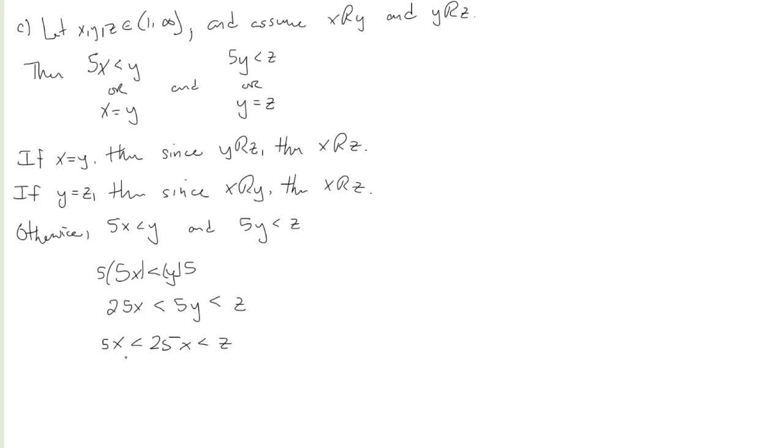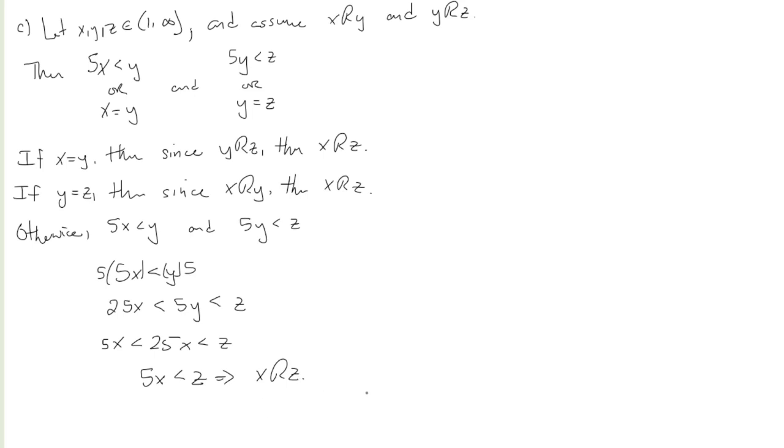If x was 0, then those two things are equal. If x is negative, then it's the opposite, right? 25 times negative 1 is not bigger than 5 times negative 1, right? But as long as x is bigger than 1, which it is in this case, that's the universe, 1 to infinity, that's always the case. And so, therefore, 5x is less than z, which tells me then that x is related to z, and we're done. So in any of those three cases, x is always related to z.